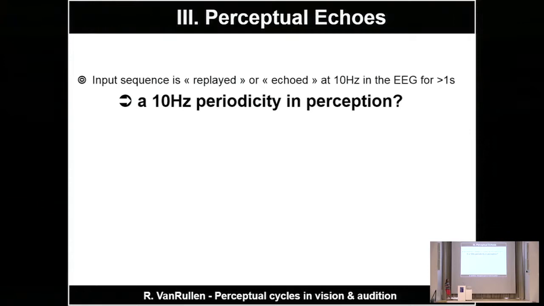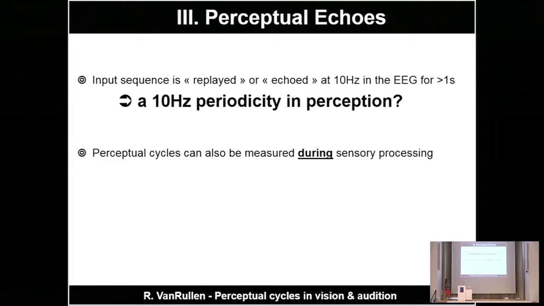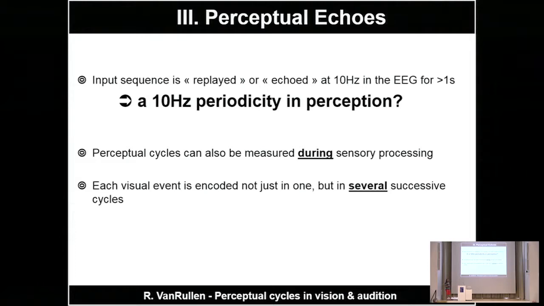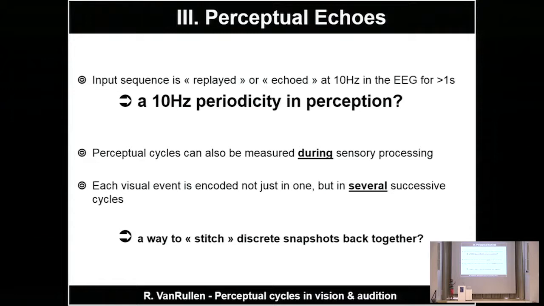But this time also, these perceptual cycles are measured not before stimulus onset, but during sensory processing, right? While the luminance sequence is on the screen. And so that answers the first question. And to answer the second question, what we see is that each visual event in our luminance sequence appears to be encoded not just in one, but in several successive cycles. And I would argue that this might be a very good way for your brain to stitch together a continuous perceptual experience from a series of discrete snapshots or discrete cycles simply by carrying over information from cycle to cycle, or a memory of information from cycle to cycle.